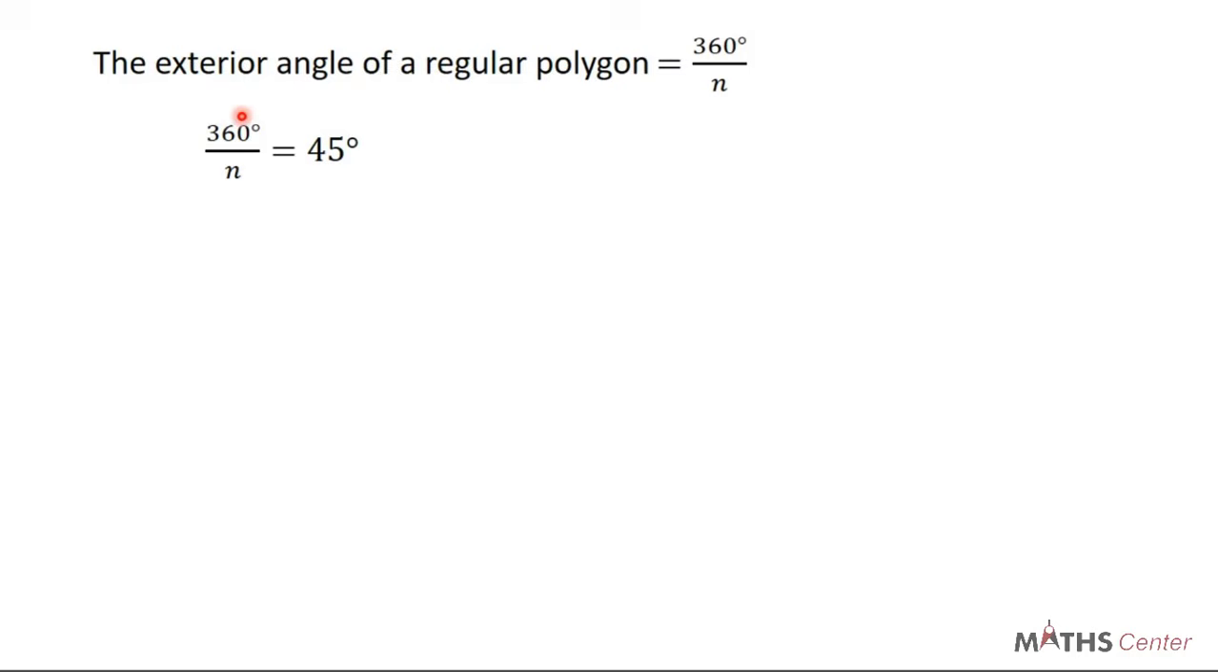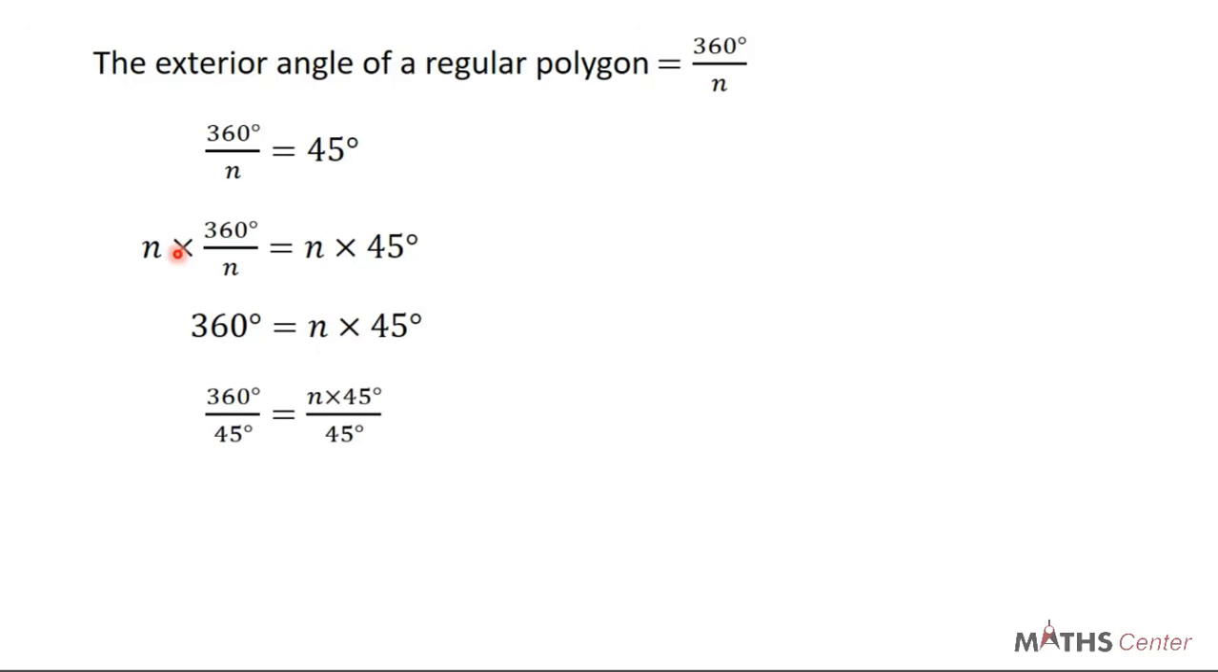If you write this, it now turns into a linear equation. We multiply both sides by n, so n will cancel n. We are going to get 360 degrees equal to n times 45 degrees. We divide both sides by 45 degrees, so 45 will cancel 45. 360 degrees divided by 45 degrees gives us 8. So n is equal to 8. It means that the number of sides of this polygon is 8. An 8-sided polygon is called an octagon.